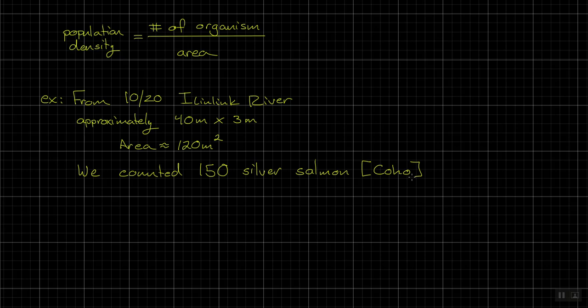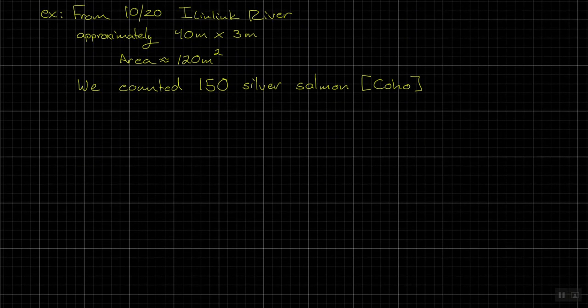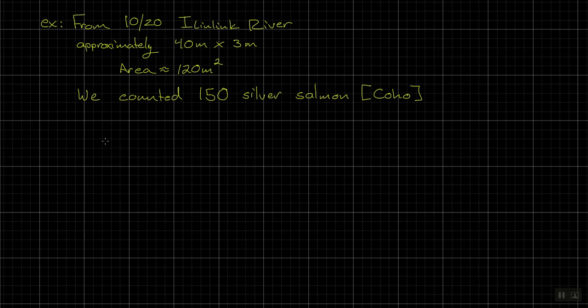So we just counted 150. What I want to know is their population density. Now, if we look at this, we're going to see something that I hope will make sense. Let's just carry out this calculation. So if we're trying to find the population density for our river over here, just that little stretch. So pop density. How many fish do we count? So 150 coho, and I'll say silvers. I should have wrote coho because that's shorter. Over, what was the area that we had?